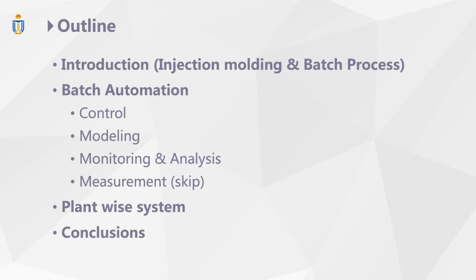My talk would first give an introduction of what the injection molding process is, then generalize the characteristics of batch processes. Then we talk about batch automation, specifically in the following four areas, but due to time, I would mainly focus on control. I skip the quality measurement. Then toward the end, I talk about plant-wide, combining multiple lines of batch process together. It would be ready for big data and machine learning for industrial application. Finally, I'm going to conclude.